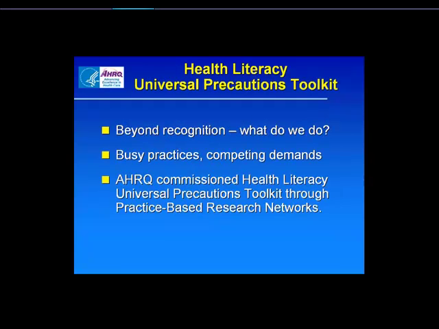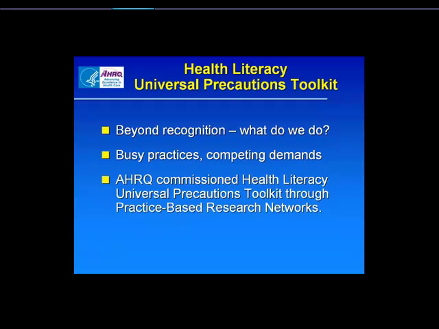So we developed this toolkit because we felt that healthcare providers out there are getting to the place where they are aware that health literacy is an issue, that some of their patients may be having difficulties understanding and caring for themselves as a result. And we've gotten to the point, we think, where people are asking, okay, I get it, but what do I do about it? So we understand that practices are extremely busy, that there are competing demands.